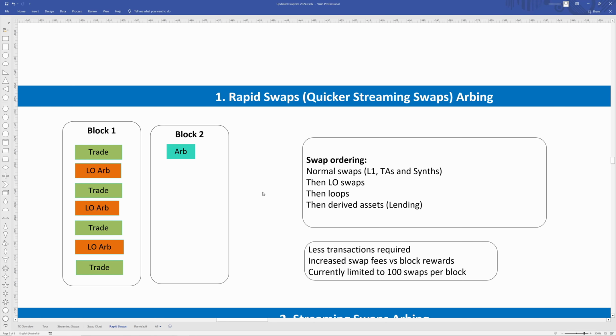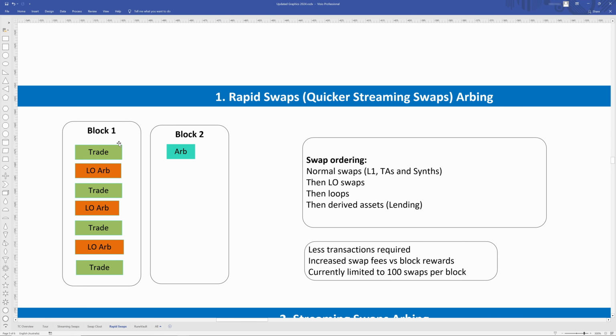So this should result in fewer transactions because you can have the arbs as limit orders already in place and not having to be sent in response to pool movements. It can increase the swap fees because more swaps will happen inside of one block, noting that swaps are limited to 100 per block, but that's easily changed. And then most importantly, this will result in large swaps being able to be executed potentially in one block.